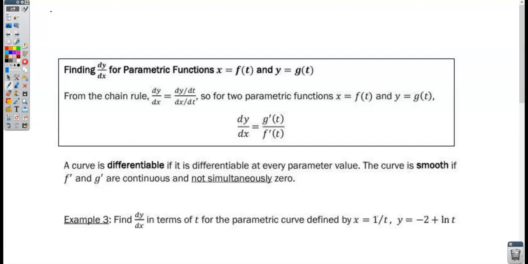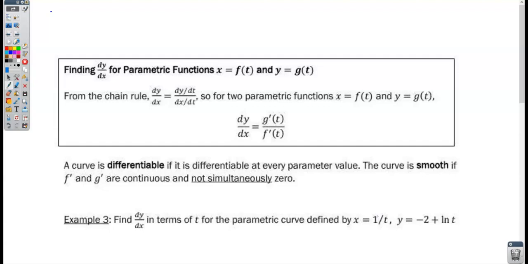Alright, welcome back everybody. This is our second video for section 9.1 of AP Calculus BC, defining and differentiating parametric equations. In this video we're going to focus on differentiating parametric functions and how we can use the derivatives of parametric functions to answer some questions about those functions.